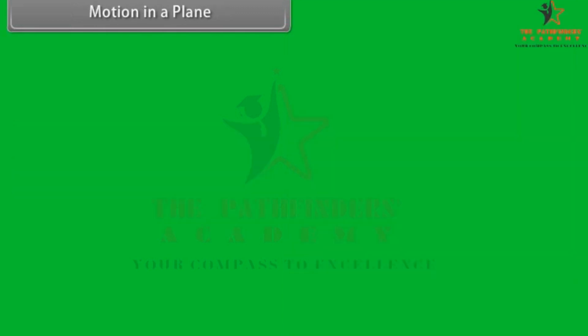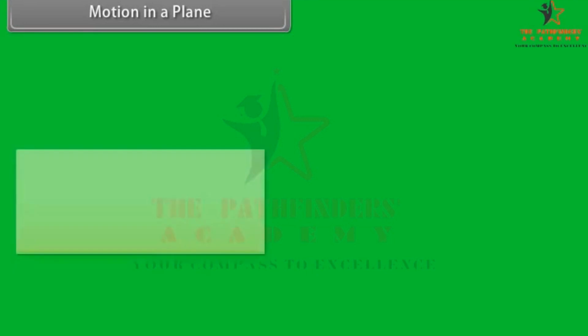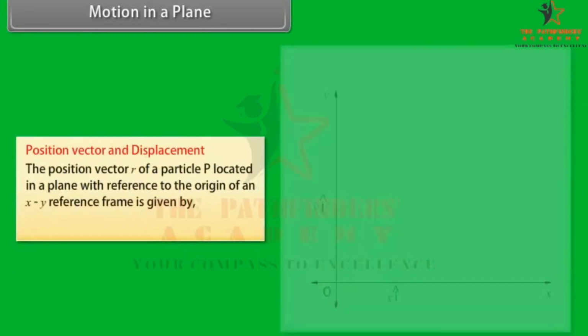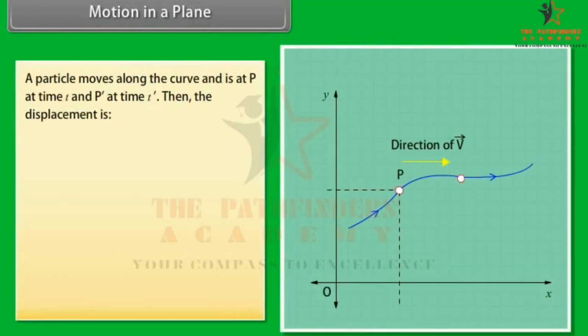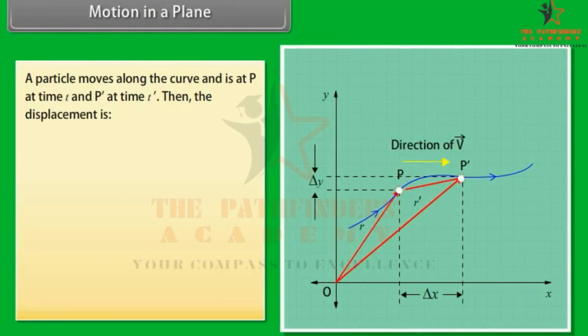Motion in a plane. Let's see motion in two dimensions using vectors, position vector and displacement. The position vector R of a particle P located in a plane with reference to the origin of an XY reference frame is given by R equals x i-hat plus y j-hat. A particle moves along the curve and is at P at time t and P dash at time t dash. Then the displacement is delta R equals R dash minus R. By putting values, we get delta R equals i-hat delta x plus j-hat delta y.